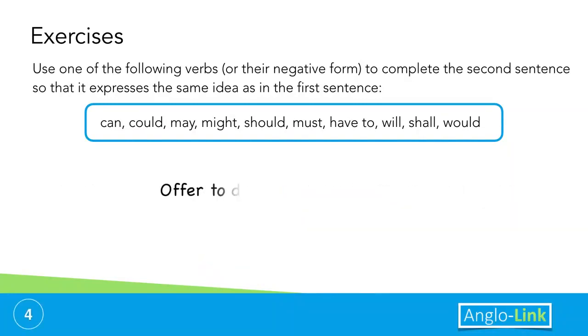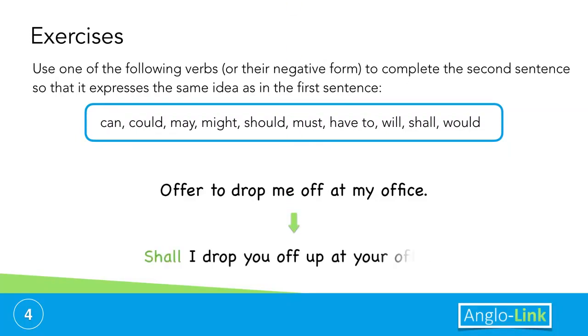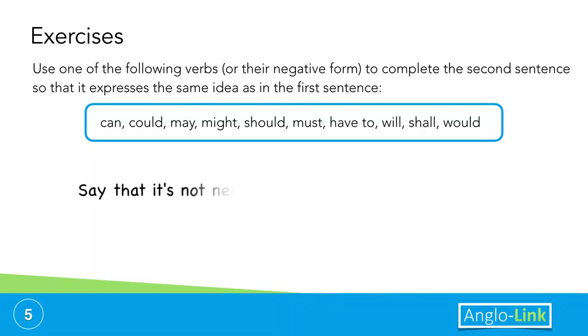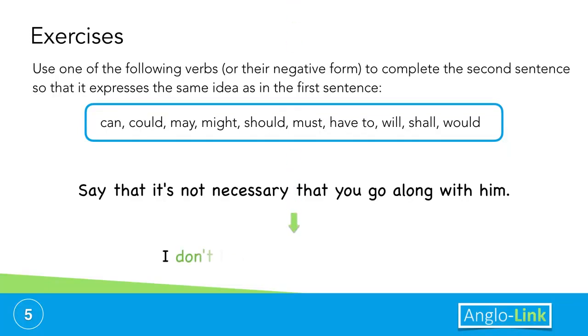Number 4. Offer to drop me off at my office. An offer to do something for someone else. Shall I? Shall I drop you off at your office? Number 5. Say that it's not necessary that you go along with him. Removing a necessity in the present. I don't have to go along with him.